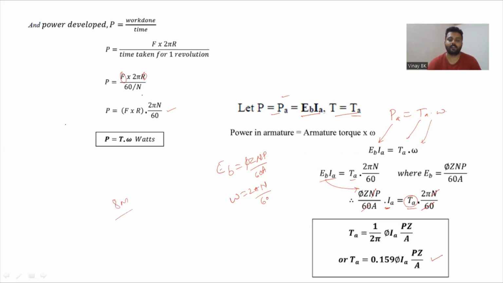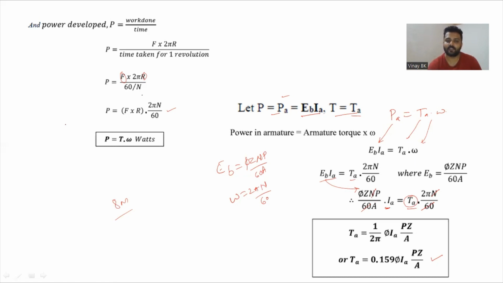First you write a definition, then you define a wheel which has a radius r and produces a force F. After that you define angular speed omega, that is 2 pi n by 60. After that you define work done, that is force into distance traveled. Then power developed is work done divided by time, where work done is F into 2 pi r and time is the time taken for one revolution, 60 by n. Rearranging that, you get P equals T into omega.